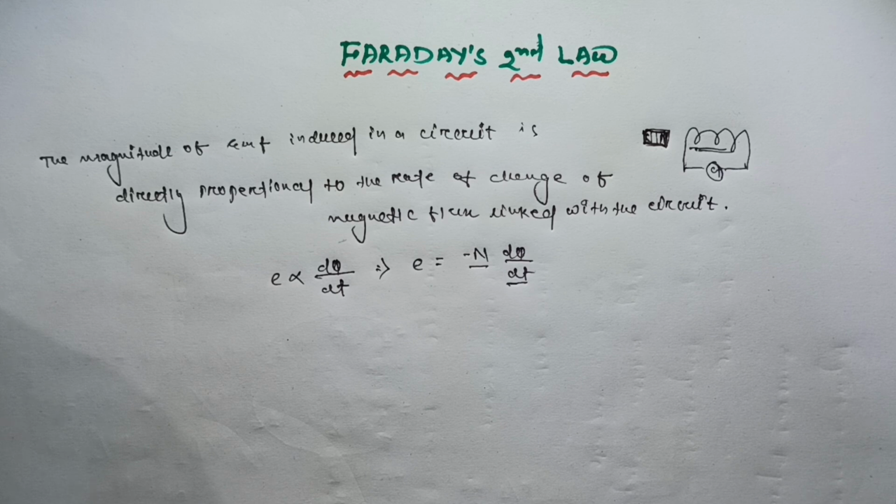Let me repeat again. The magnitude of EMF induced in a circuit is directly proportional to the rate of change of magnetic flux linked with the circuit. That means we have to calculate the magnitude of the EMF induced in the circuit by the rate of change of magnetic flux, right? This is very simple.